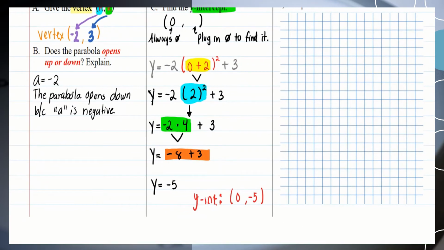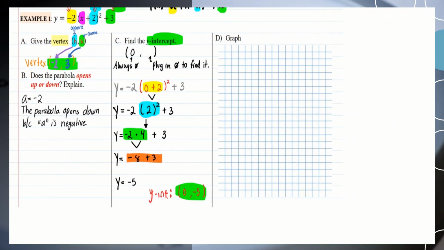So we have 2 points on our parabola. We're going to go ahead and plot those 2 points. We're going to use the axis of symmetry to help us get a third point. So let's go ahead and set up this graph on this blank grid that we have here.